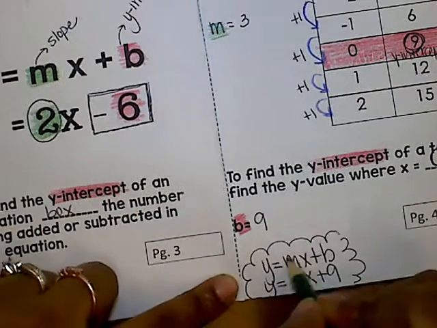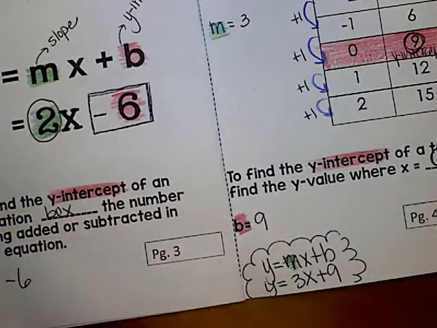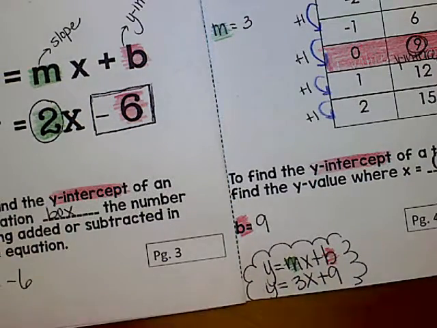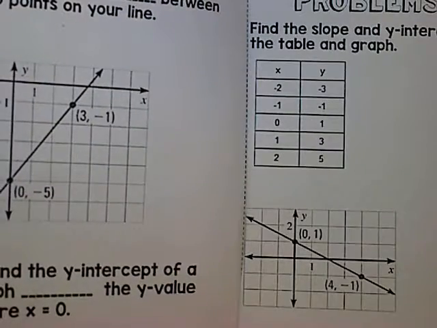Remember, m is here, and b is here. Okay? Keep moving. So now we're looking at a graph.